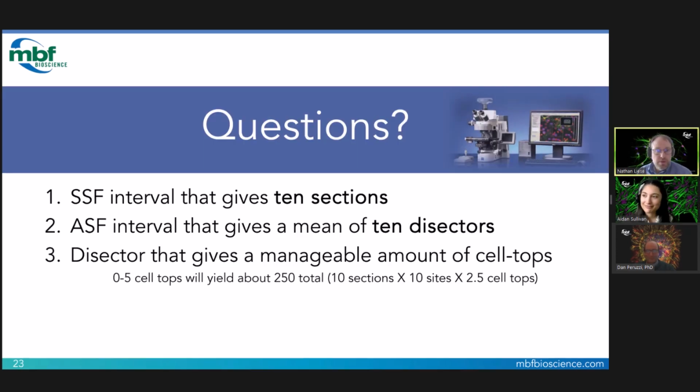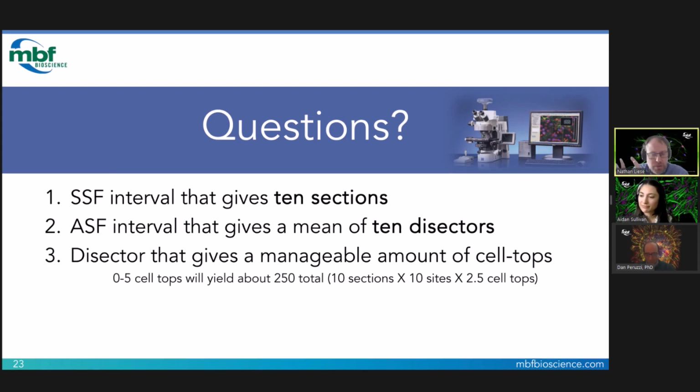Okay, so we're going to pause quickly for some questions, and as folks are sending those in, I'll just summarize what we've done so far. We've set the section subfraction to a point that gives us 10 sections. We set our area subfraction that gives us about 10 dissectors. Obviously, that can vary from section to section. And then we set up our dissector that gives a manageable amount of cell tops. Like Aidan said, she found a dimension that gives her about 0 to 5 cell tops.